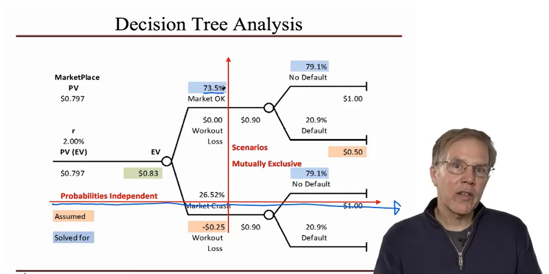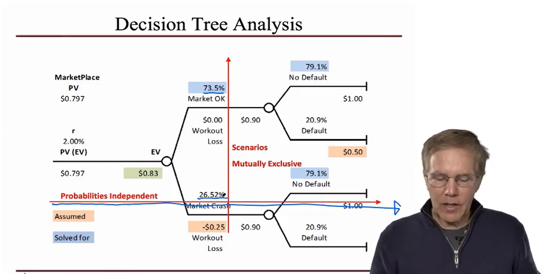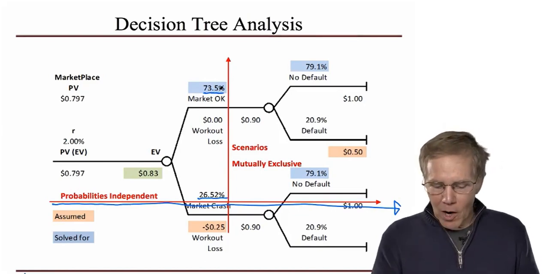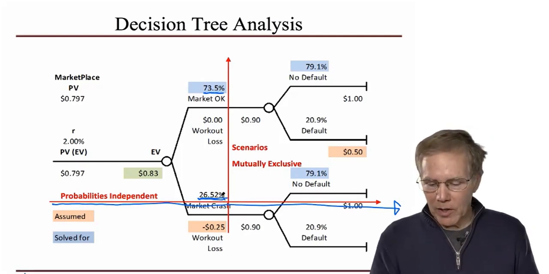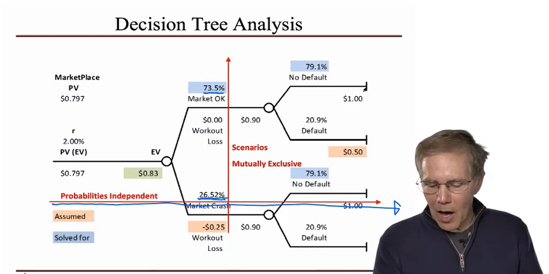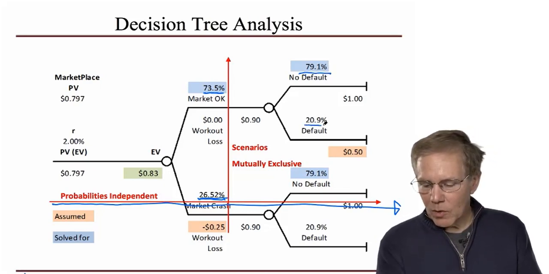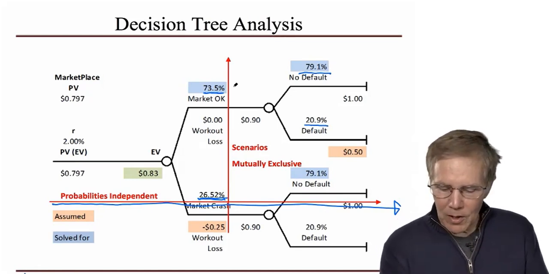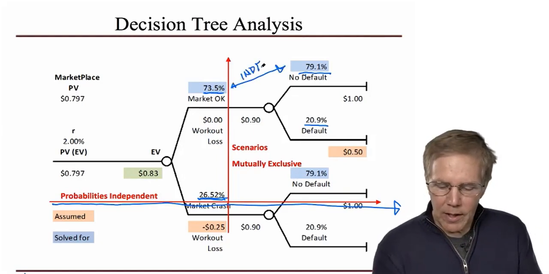We have a 73.5% chance that we won't have a market crash while we're holding this bond, and we have a 26.5% chance that there might be a market crash. Then when we go on in time, we're saying if the market is okay, we have about a 79% chance that the company who issued the bond doesn't default, but that means a 21% chance roughly that the company will default. And so what we mean here by probabilities independent is that these are independent, okay?